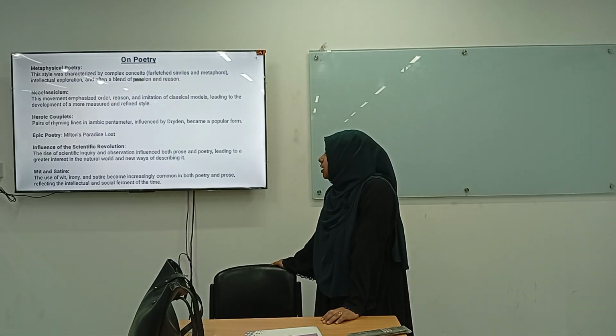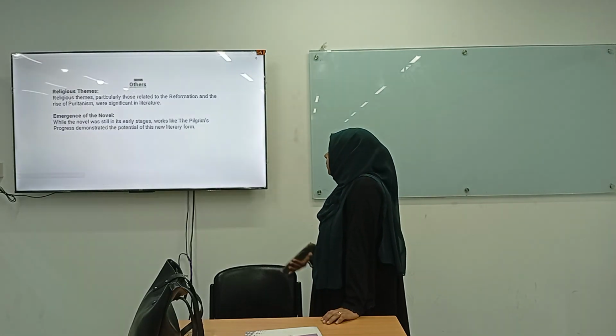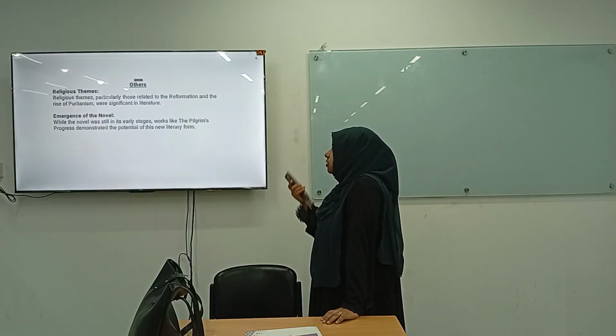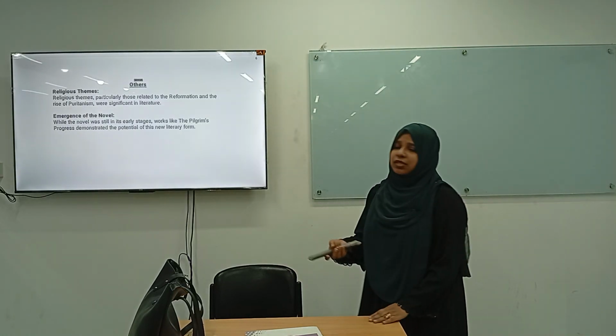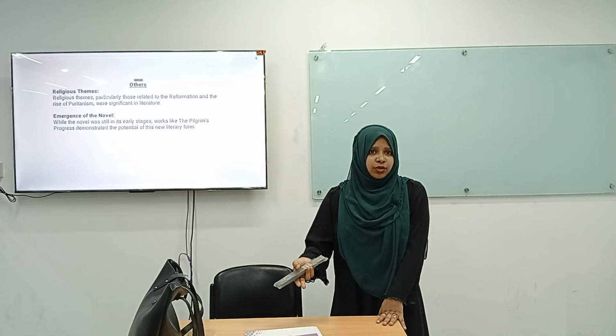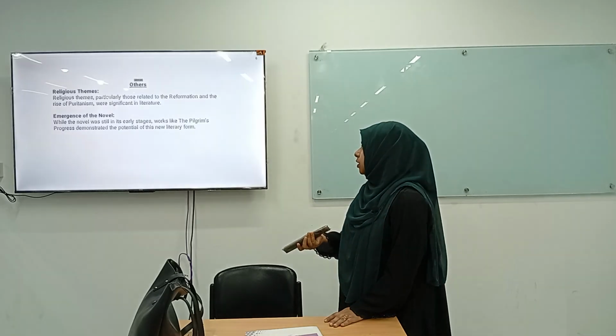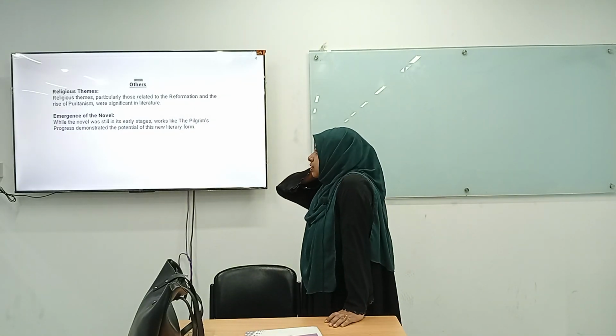Wit and satire. The use of wit, irony, and satire became increasingly common in both poetry and prose, reflecting the intellectual and social ferment of that time. Others were using some religious themes, which is used in Robinson Crusoe also, the spread of Christianity, and then the emergence of the novel. This is the first time people started to write novels, in the 17th century.